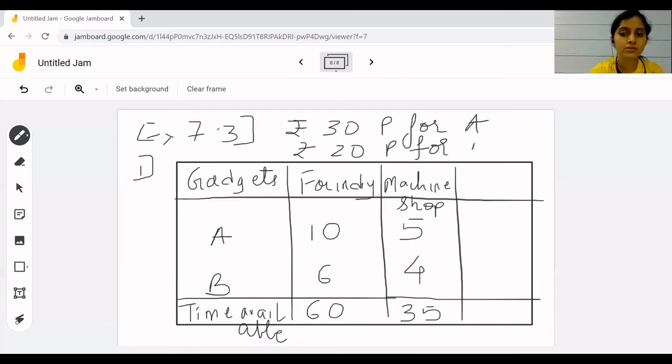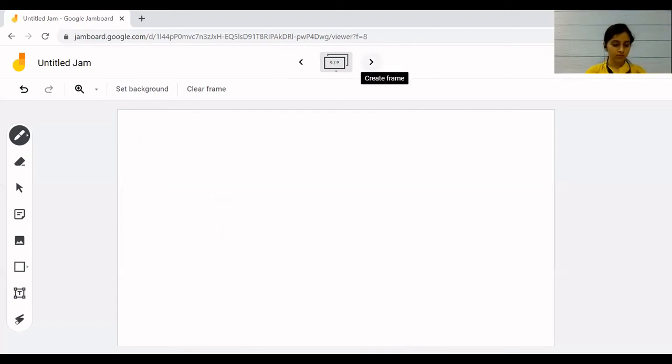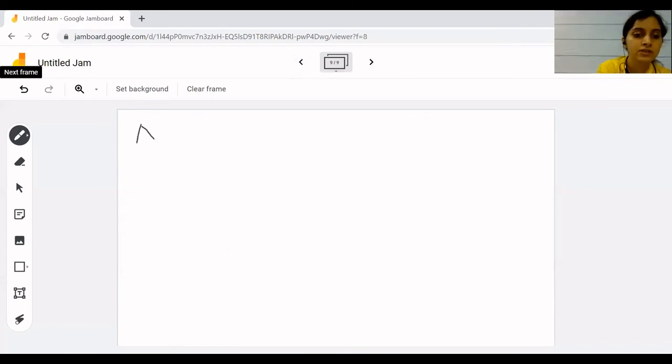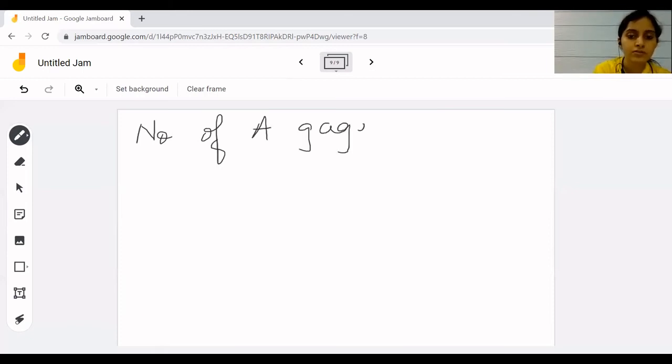This is given to you as a sum. Okay, now how do you proceed by it? So, see, this table is already mentioned. You have to make your own table wherein you can put the variables, you can put the constraints. Okay, so first of all, we can say let the number of A gadgets be X and the number of B gadgets would be Y.